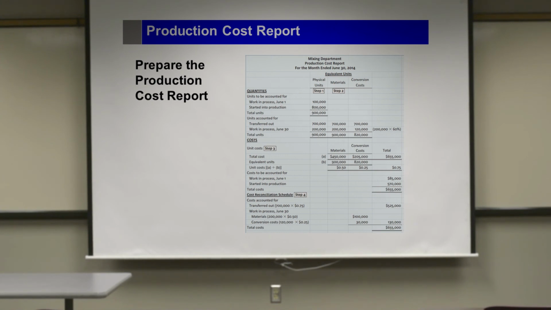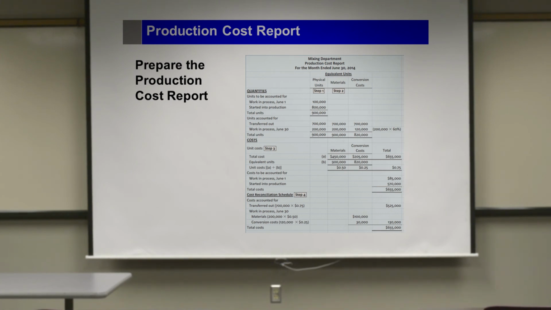Once we did that, we accounted for the cost by allocating it to the units that have been completed. That is step number 4. 700,000 times 75 cents gives you 525, and then we valued the ending inventory for those 200,000 equivalent units of raw material and 120,000 equivalent units of conversion cost at 25 cents each, giving you the total cost of 655.